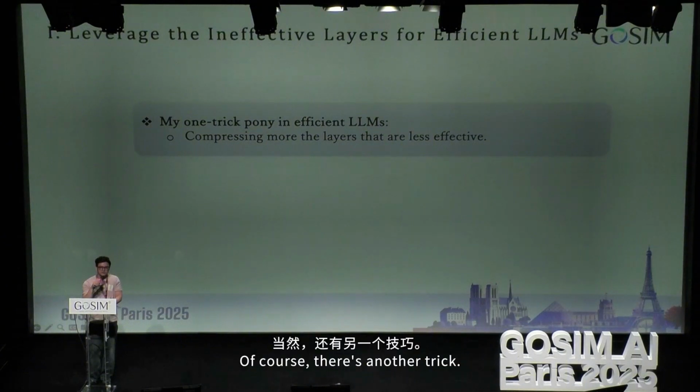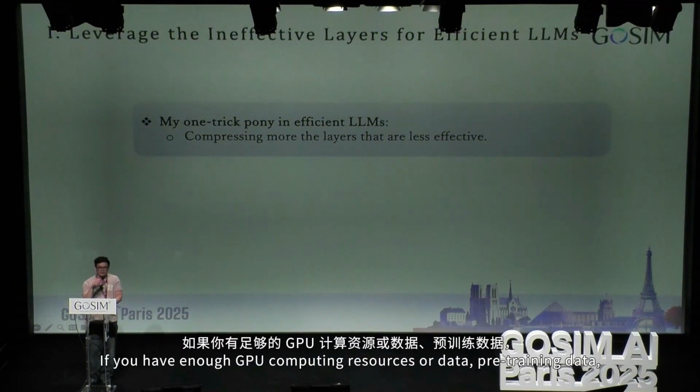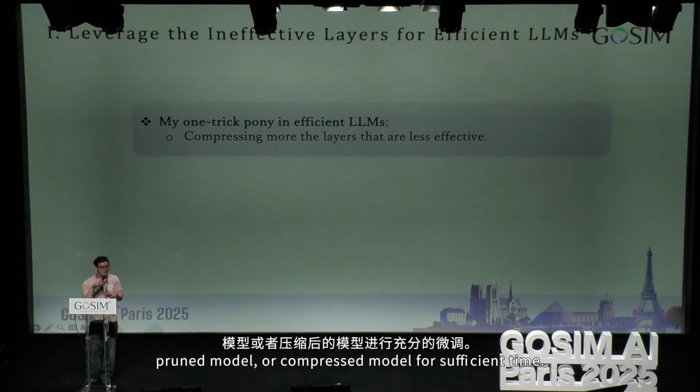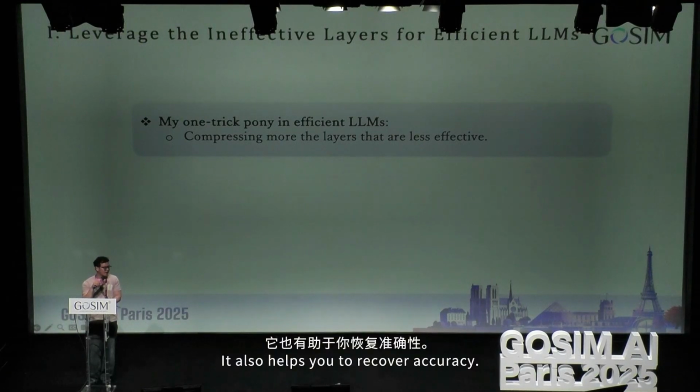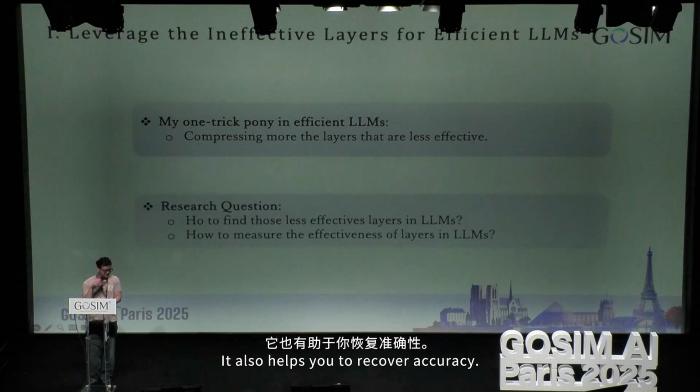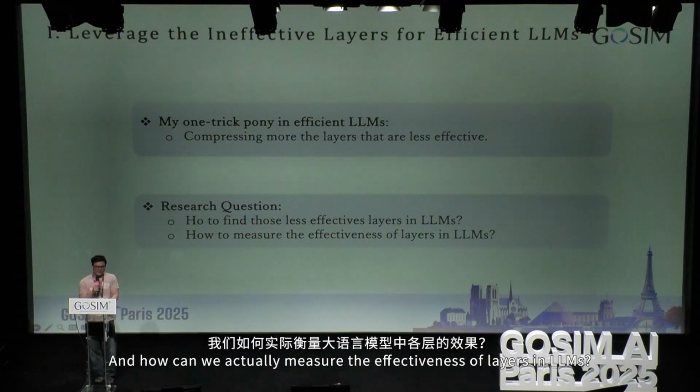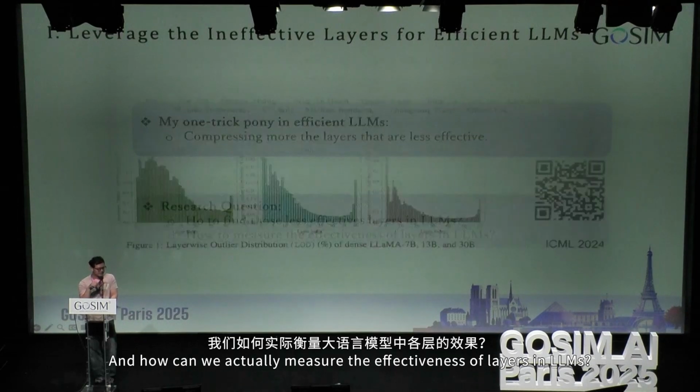Of course, there's another trick. If you have enough GPU or computing resources or pre-training data, you can fine-tune your pruned or compressed model for sufficient time. It will also help you to recover accuracy. But the problem here is how can we find these less effective layers, and how can we actually measure the effectiveness of layers in LMs?